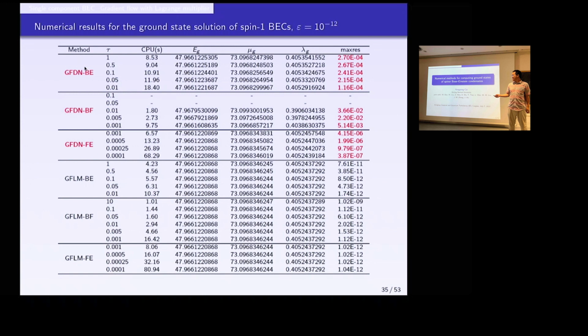Though the energy and the Lagrange multiplier are actually still quite accurate in the end, the solution vector itself is not accurate enough. Once we add the Lagrange multiplier, you will see the solution vector is also very accurate.